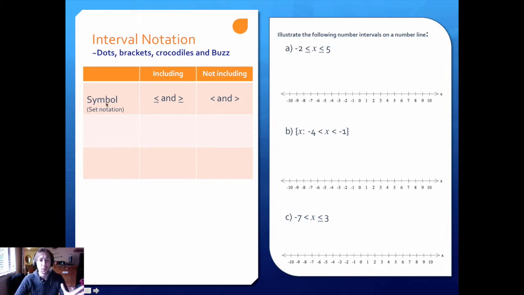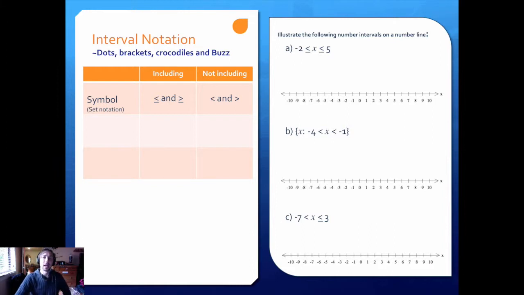So when we're looking at symbols, or in other words, at set notation, it means that these ones here are including. This one's less than or equal to, or including, and this one is greater than or equal to. And of course, not including just means this is less than or this is greater than. Okay, so let's have a look at how we can represent this on a number line.